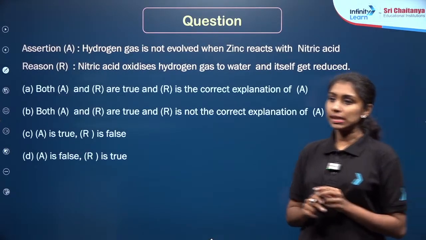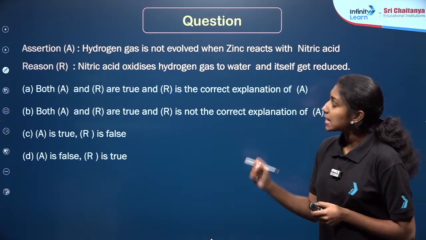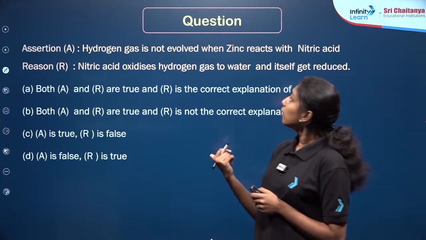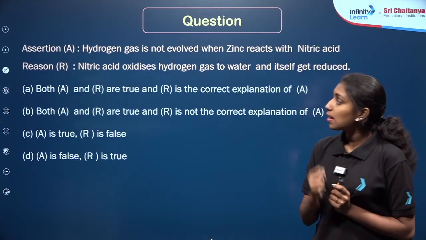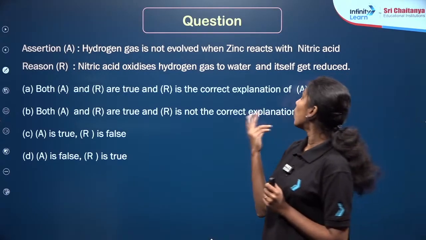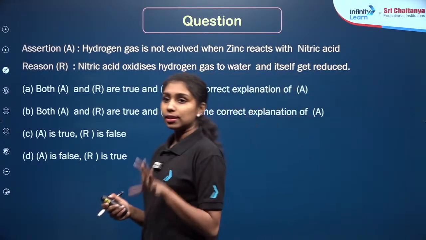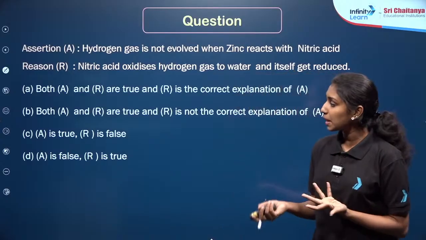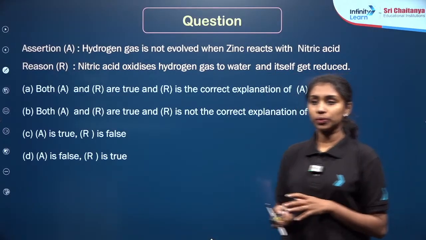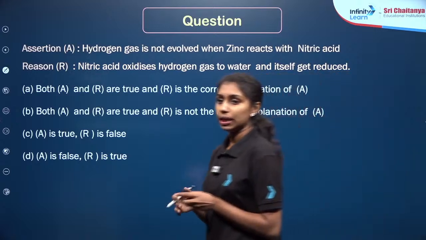Here is another question. This is an assertion reason type question. The assertion is: hydrogen gas is not evolved when zinc reacts with nitric acid. And the reason is: nitric acid oxidizes hydrogen gas to water and itself gets reduced. You need to check whether the assertion and reason are correct and whether the reason is the exact explanation for the assertion. Read the question carefully.